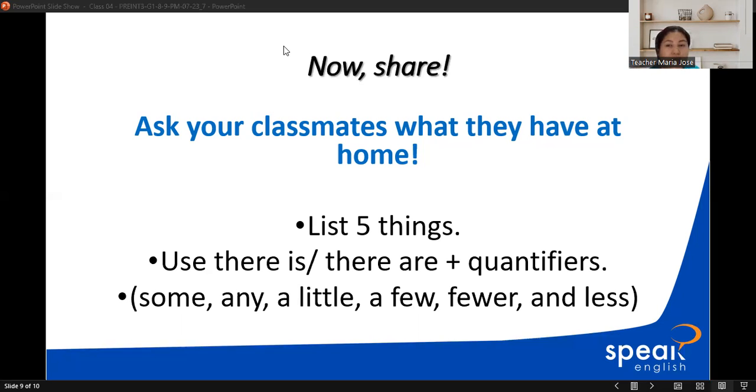Or you can ask questions. For example, how much oil is there in your house? You can ask the questions to your classmates. Or how many apples are there in your house? So you can keep the conversation going. When you finish listening, ask some more questions. The idea is that we can practice with the different quantifiers. Is the instruction clear?